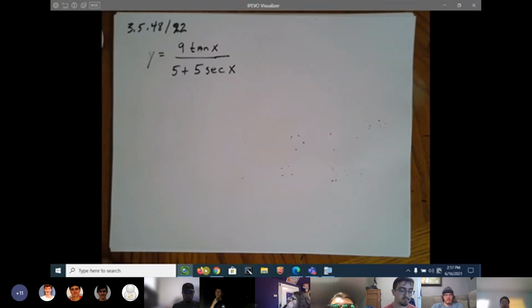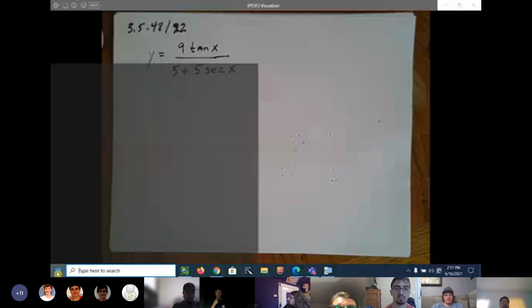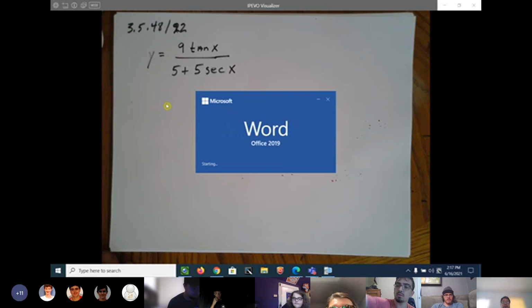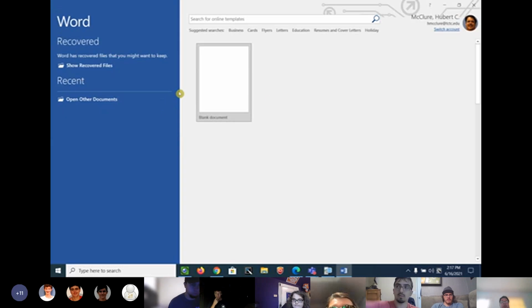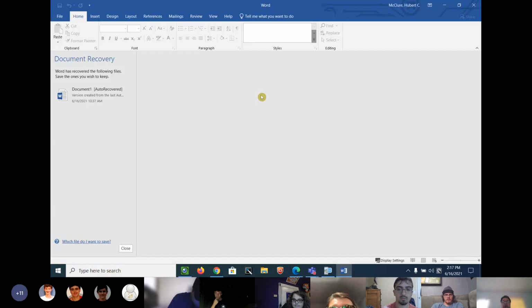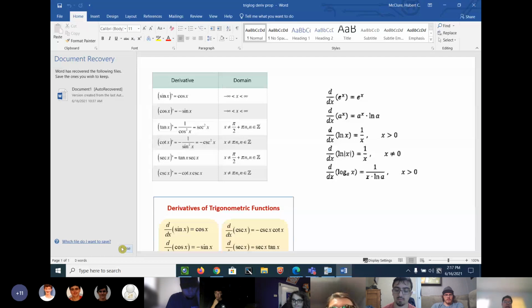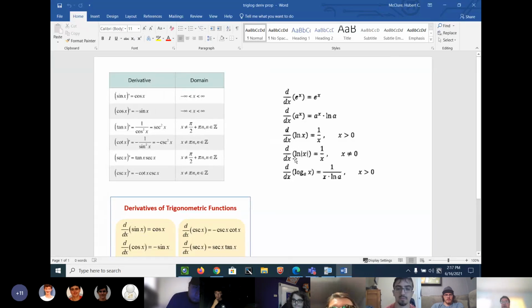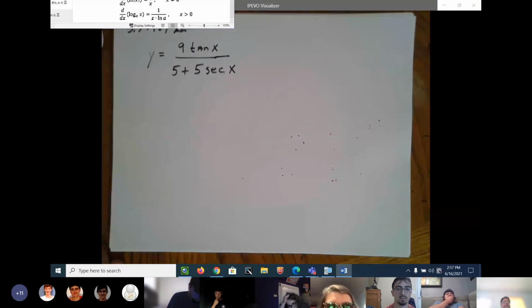And the first thing you're going to reach for is the handy-dandy sheet that I sent y'all. Unless you've got everything memorized, which I doubt, because some of y'all probably haven't even printed this out. There is the sheet you should have printed out. And you're going to be using the derivative of the trig functions. So I'm going to slide that over here, get that out of the way.